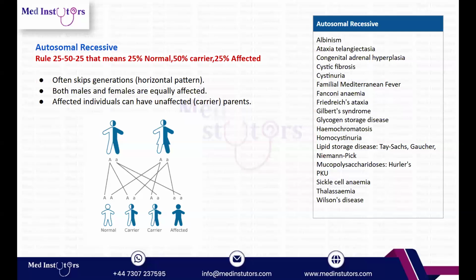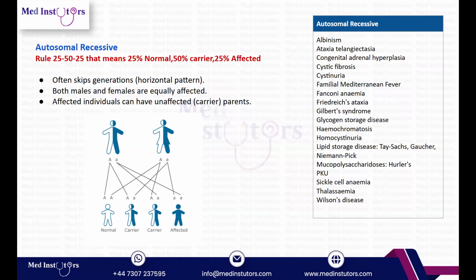Next is autosomal recessive. So the rule to remember for autosomal recessive is 25, 50, and 25%. What does that rule mean? That 25% would be normal, 50% would be carrier, and 25% would be affected. If you remember this rule, you can easily apply it on any interpretation and you can find your answer.